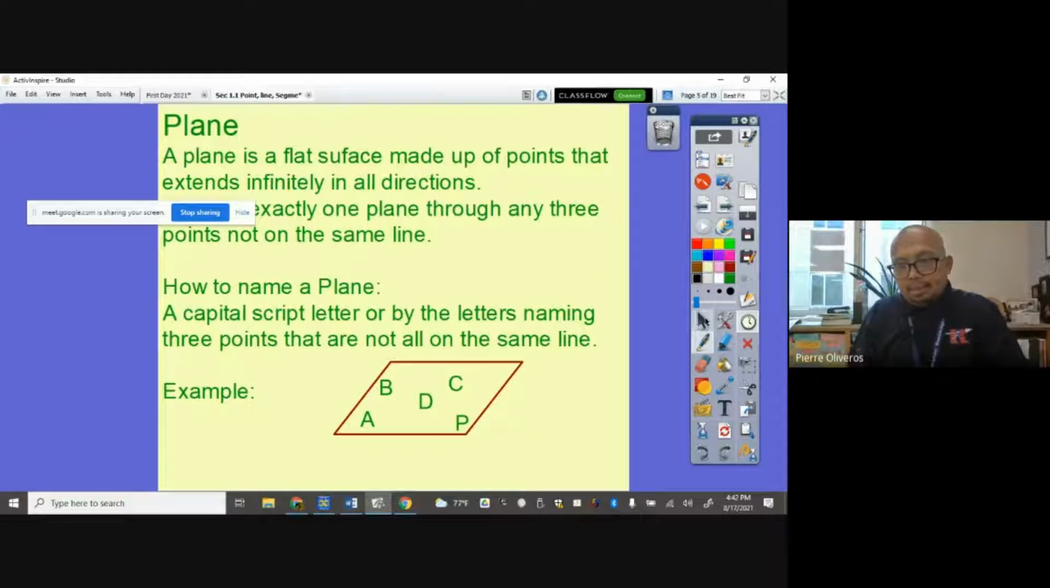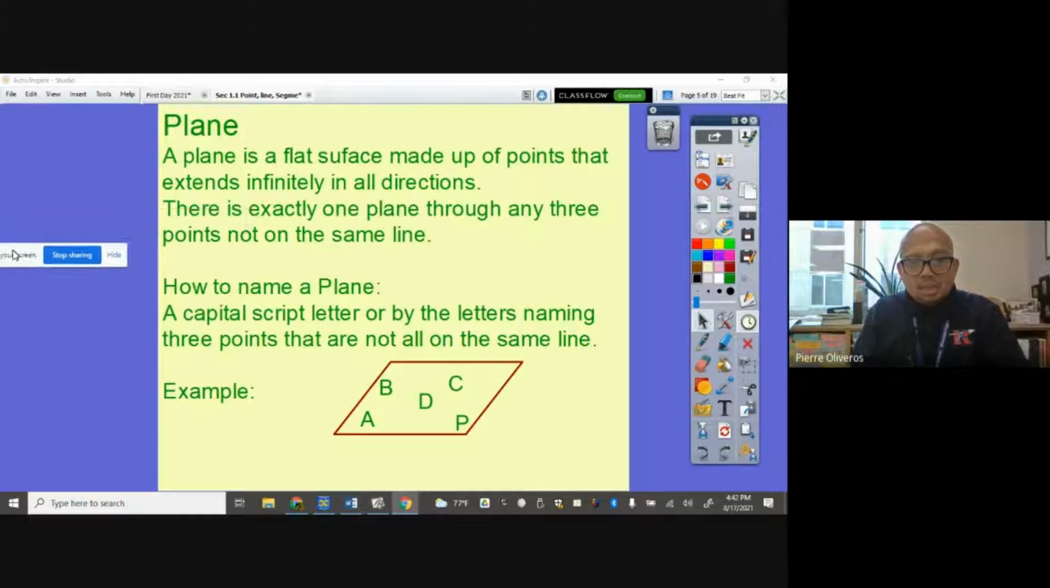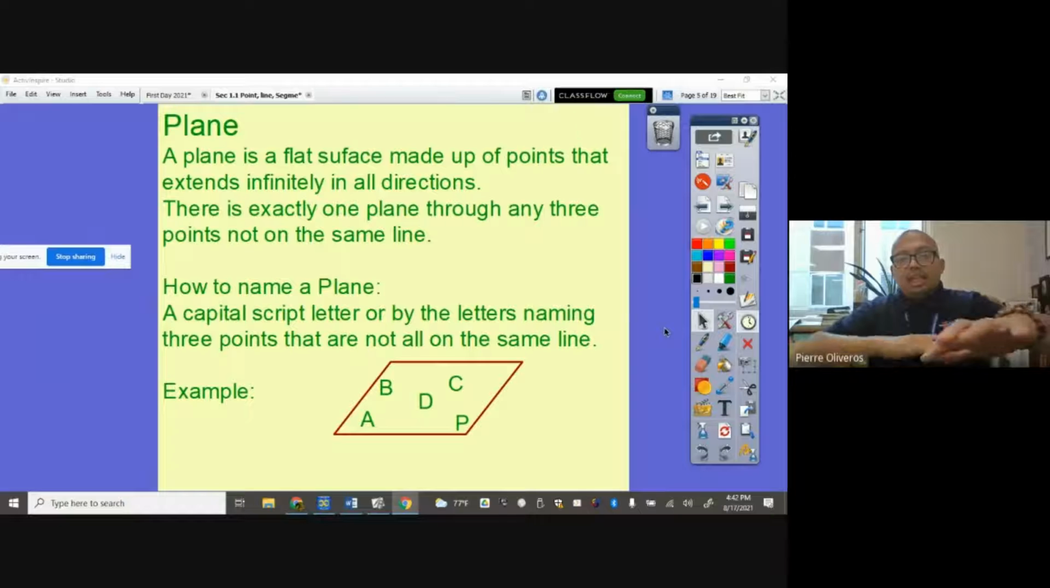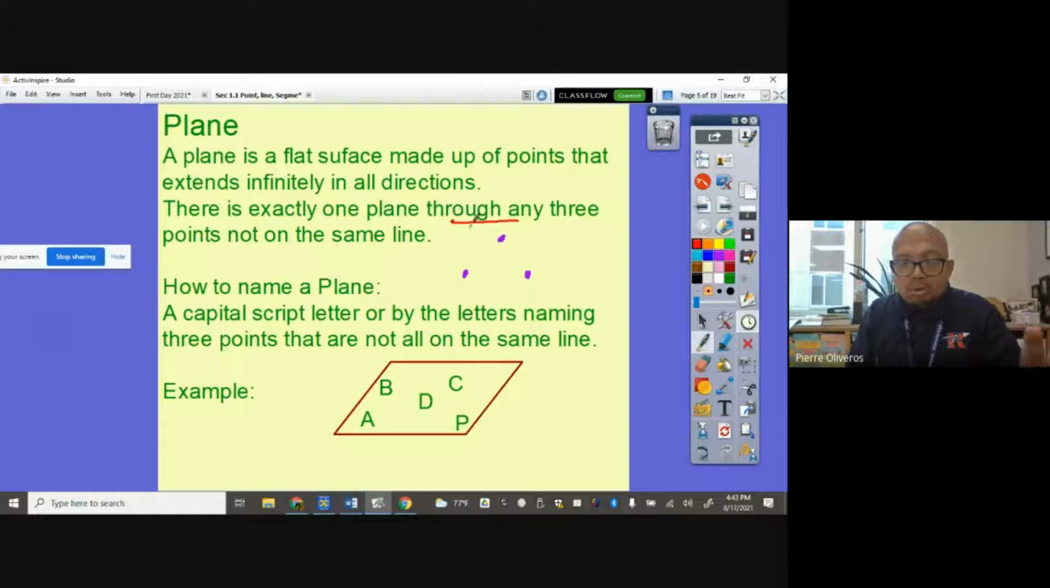Next, a plane. A plane is a flat surface like your desk that is made up of points that extend infinitely in all directions, left or right, up or down. Okay, and that's why it makes a desk or a flat surface. There's exactly one plane through any points that are not on the same line. For example, if you have a point here, a point there, since these points go in multiple directions when you connect them, that's when it becomes a plane.